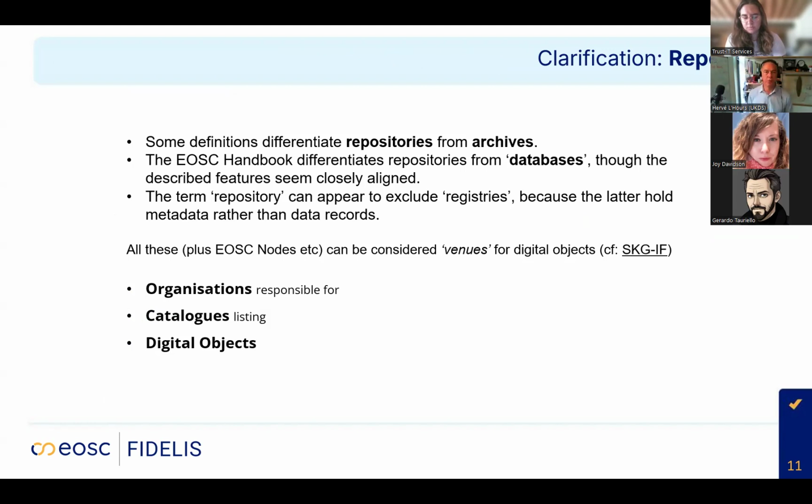And the last one here, surprisingly enough, is repository. So we've got some definitions which differentiate repositories from archives. If you look at the EOSC handbook, they differentiate repositories from databases, though the described features in the text make them look pretty closely aligned. The term repository could appear to exclude registries because the latter are holding metadata rather than data records. Yeah? So we know that there's a variety of interpretations here. Within the context of the project, we're just treating all of these as potential venues where a human being might interact with digital objects. Yeah, so this could include everything up to EOSC nodes as well. The term venues is taken from the Scientific Knowledge Graph interoperability framework, which is coming out of OS Trails at the moment. But essentially, it just means that any organization which is responsible for a catalog listing digital objects can be modeled by looking at this, because it's all about the levels of responsibility taken.